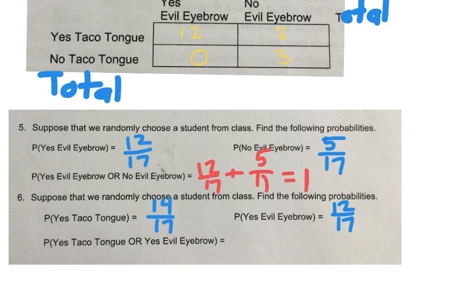It's so stupid. So when you think about this one, are you guaranteed to fit into yes taco tongue or yes evil eyebrow? No. Were you guaranteed to fit into yes evil eyebrow or no evil eyebrow? Yes, because these were complements of each other. The opposite of yes evil eyebrow is no evil eyebrow. So they're complements. But here, these are not complements to each other. Yes to taco tongue or yes to evil eyebrow.